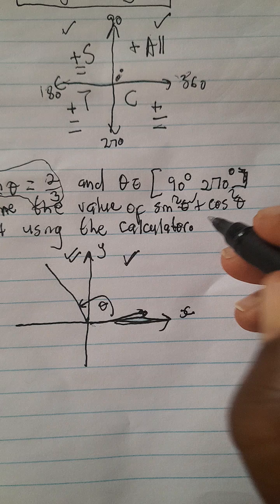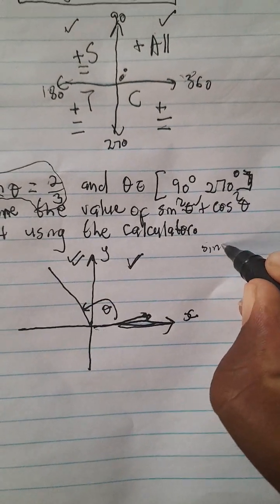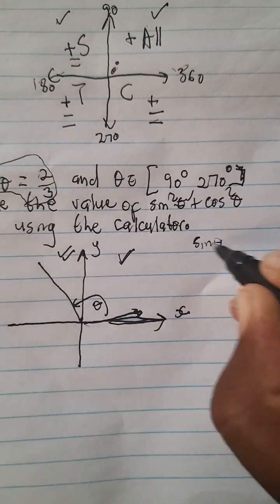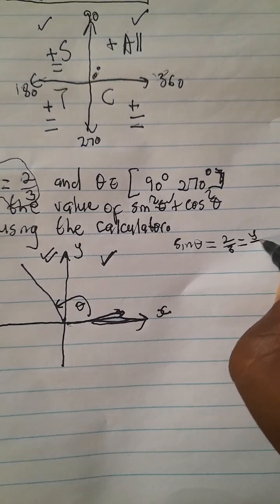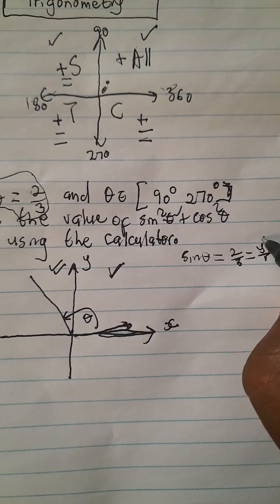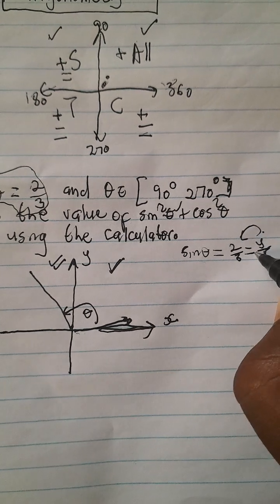Remember, you are having sine theta, which is equal to 2 over 3. It's equal to y over r. And your y is 2, your r is 3.